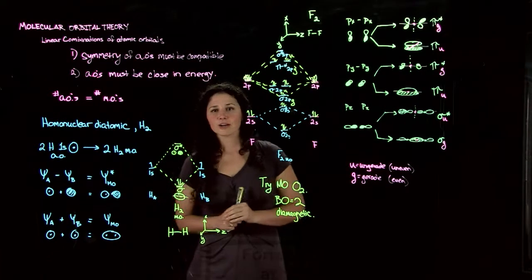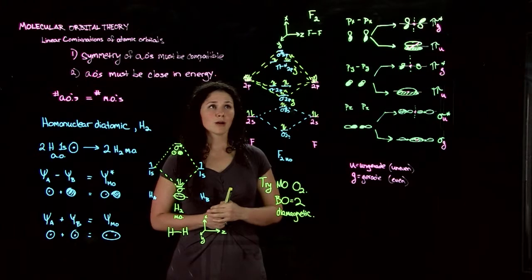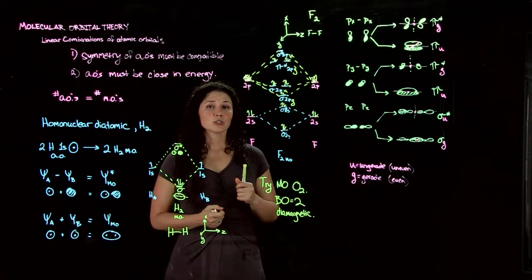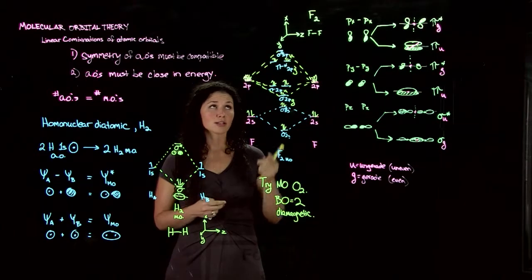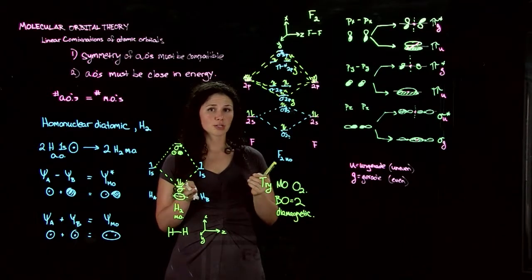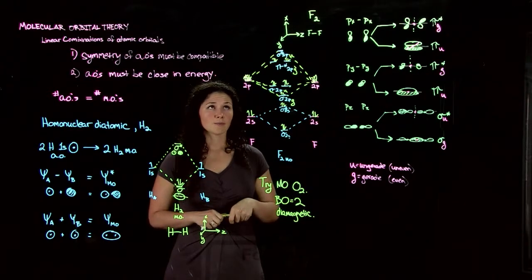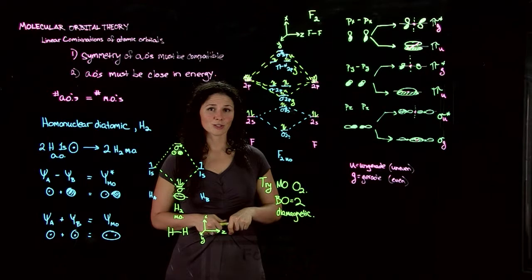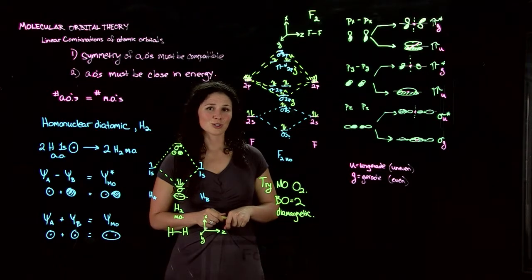In the next video, we're going to talk about a little bit more complicated case where we're using two different atoms, so not just two fluorines, but a hydrogen and a fluoride, for example, in a heteronuclear diatomic molecule. And then we'll move on to larger polyatomic molecules. So I'll see you then.